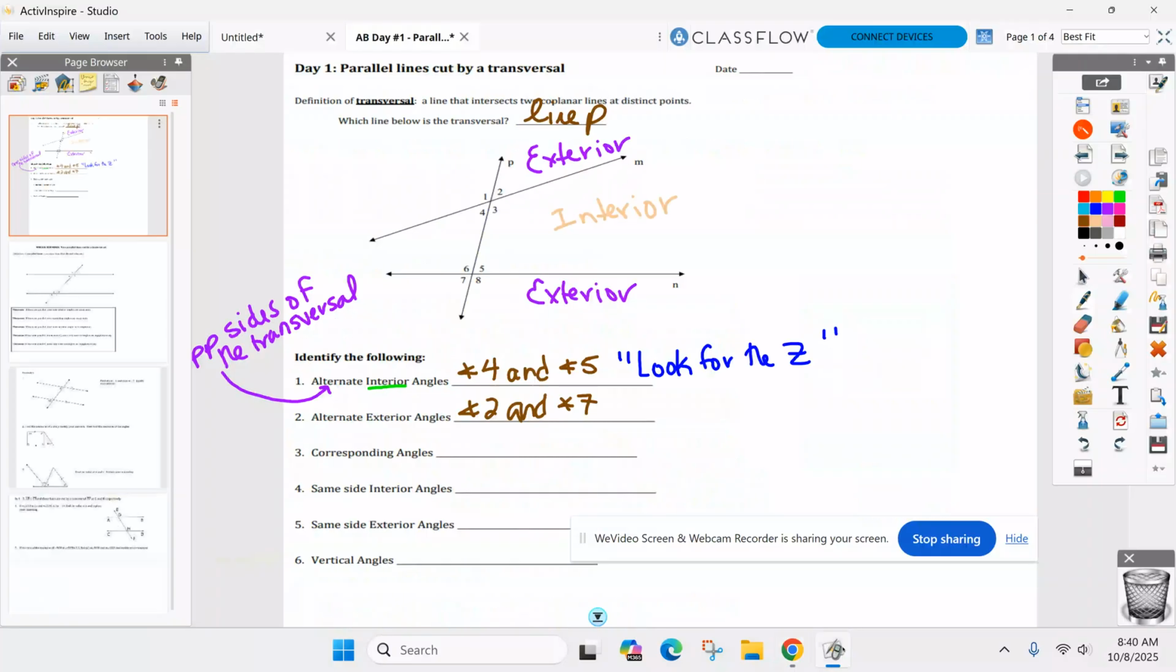Evelyn? Angle 2 and 5 are called corresponding, yes. Not the only pair. I just don't want to list off every single pair. We could have gone 1 and 6, 4 and 7, 3 and 8. Corresponding. All right, let's keep going.